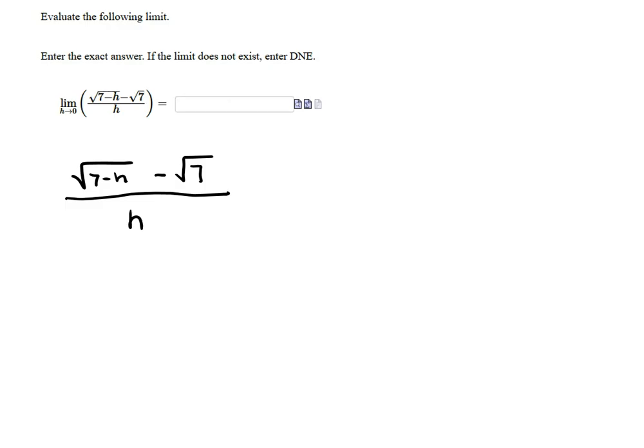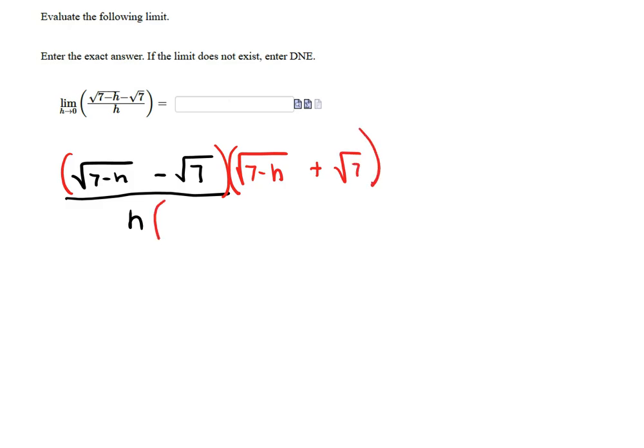Rationalizing a denominator is getting rid of the square root in the denominator. And what we're going to do here is rationalize the numerator so that we'll get something more than just the h in the denominator. The way you do that is you multiply the numerator by its conjugate. So instead of the square root of 7 minus h minus the square root of 7, we're going to multiply it times the square root of 7 minus h plus the square root of 7.